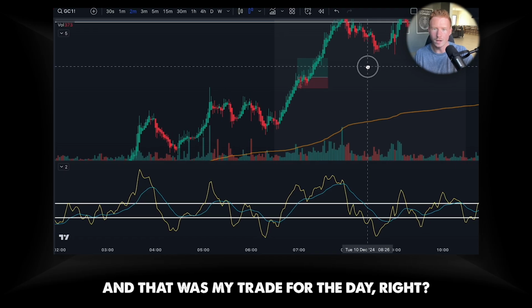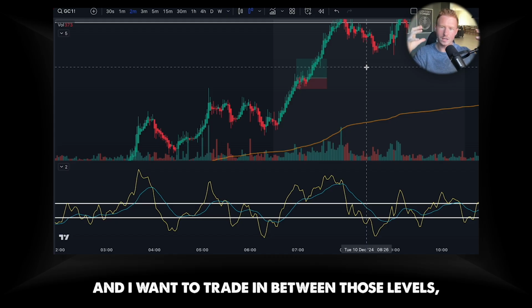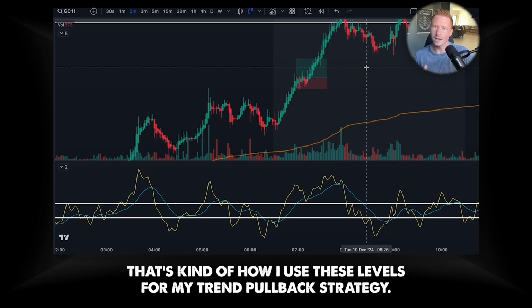the day, right? So I'm kind of using these levels as the borders of my trade, right? And I want to trade in between those levels, whether we bounce off a key level or we break out and retest it. That's kind of how I use these levels for my trend pullback strategy.